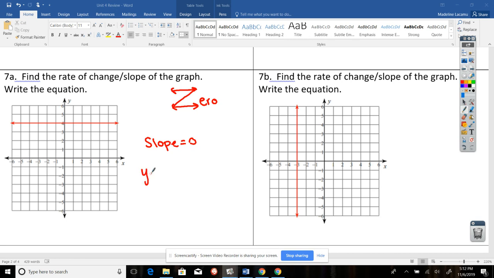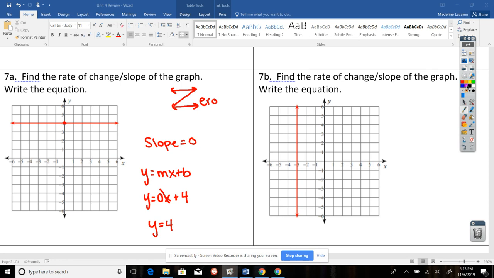And then we have y equals mx plus b is supposed to be our equation. Notice our y-intercept here is a 4. So we're going to have y equals 0x plus 4. But since 0x just becomes a 0, we don't need to worry about that. So our final equation is y equals 4. Anytime you have a 0 slope, your equation is always going to look like y equals some number. You will not even have an x in your equation.